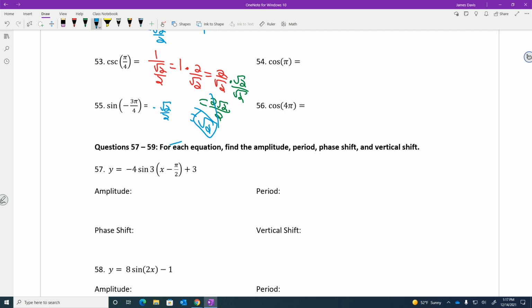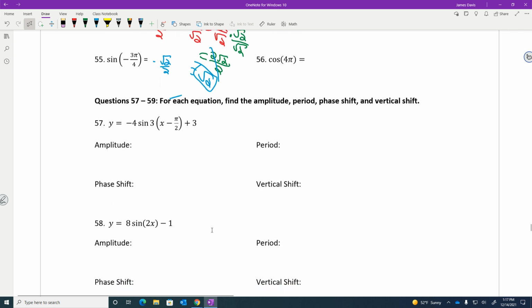And then we get into what we actually did pretty recently here. Our last quiz was on this. Amplitude, period, all that stuff. So amplitude, always the number in front, right? Is it negative 4 or positive 4? Positive, yep. Amplitude's always positive.